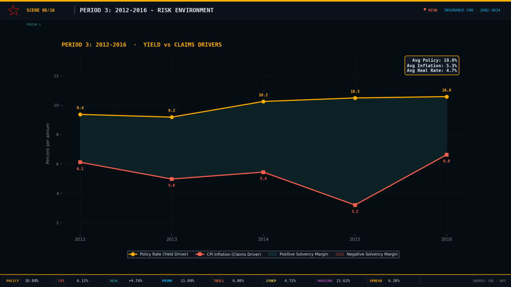Period 3. 2012 to 2016. Rates stabilized around 10%. Inflation drifted from 6 to 3, then back to 6. The real rate recovered to 4.7%. Stability returned. For an insurer, this was a predictable underwriting window. Claims severity tracked inflation moderately. Investment yields stabilized. The CRO could plan with confidence and rebuild lines that were contracted during the crisis.